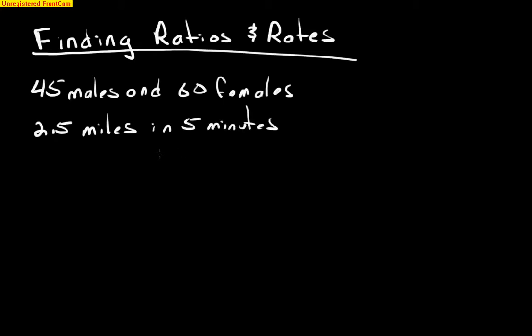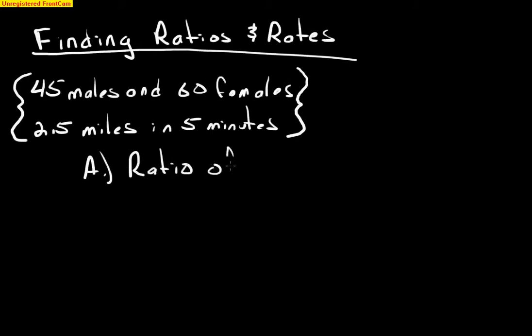Okay, so what I did is I just simplified that. Instead of writing the entire paragraph down, I pulled the information that I wanted to use out. Okay, and it actually gave me information for two different ratios. One is males to females, and the other is miles in 5 minutes. So we're going to divide this into two parts. So question A is going to ask what's the ratio, okay, of males to females.